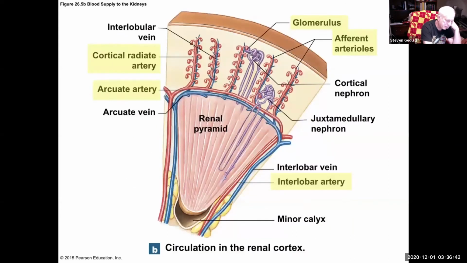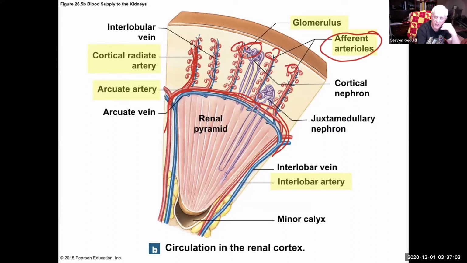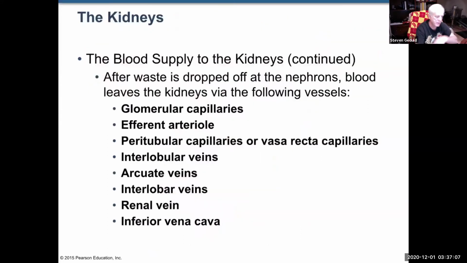Okay, so here are your arcuate arteries. You can see them branching off each pyramid, coming across, and they branch into the cortical radiate arteries. These cortical radiate arteries feed into the glomerulus. You have your afferent arterioles, which are very small, and each of these glomeruli is a filtration unit. We'll show you how those work in just a second. Okay, so the blood supply.